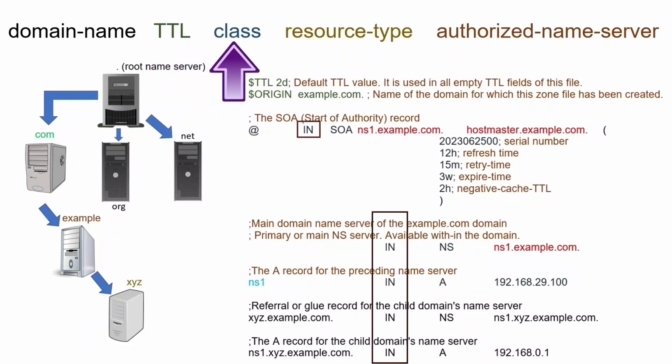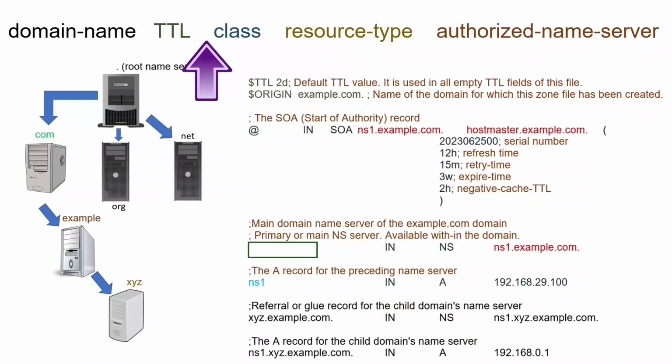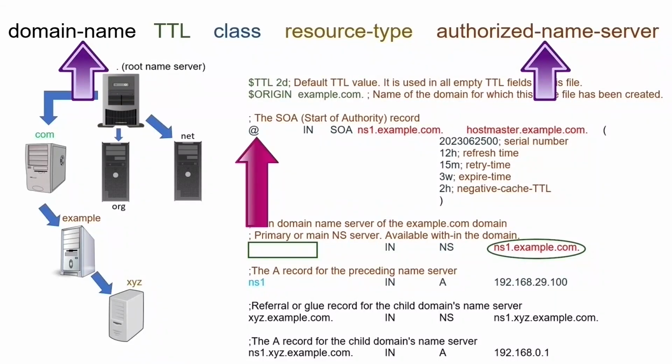This field defines the class type. This field defines the record type. The domain name field defines the domain for which it configures the authorized name server. If we leave this field empty, DNS uses the previous record's name field's value in this field.